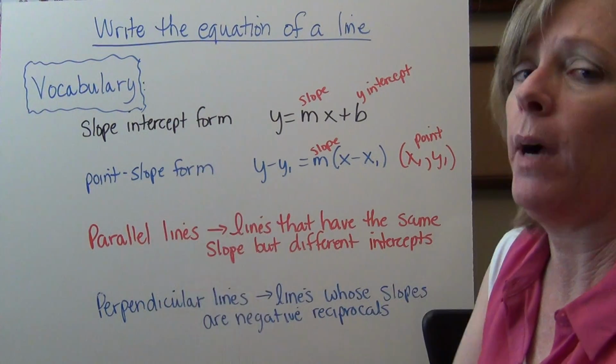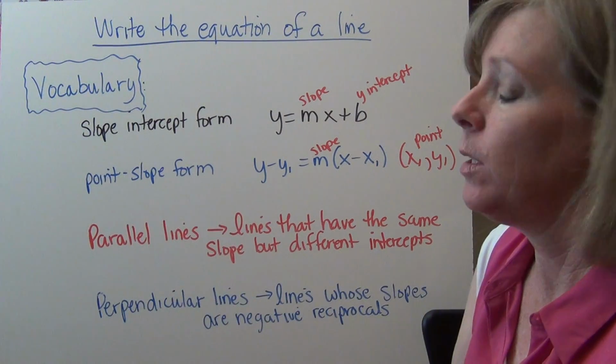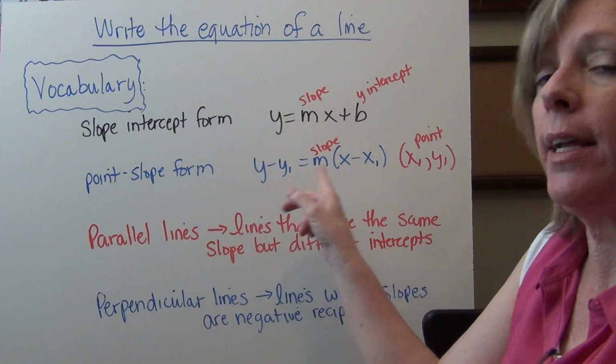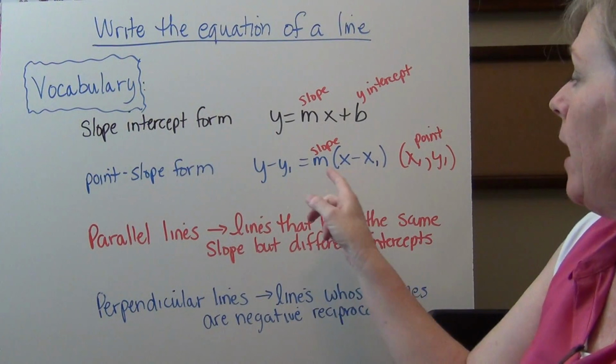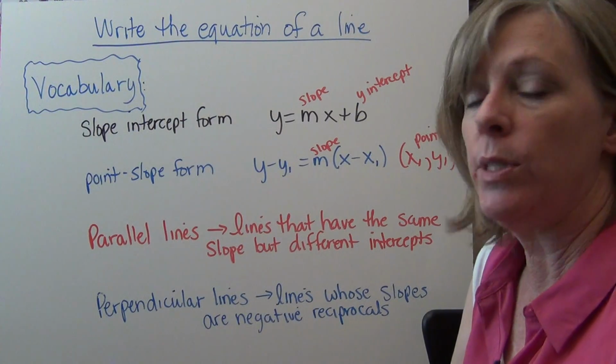There's another form that you might have been introduced to last year and you might not. It's called point-slope form. Point-slope form is useful when you're trying to find the equation of a line and you have the slope and a point. Point-slope, okay? We're going to be using that.